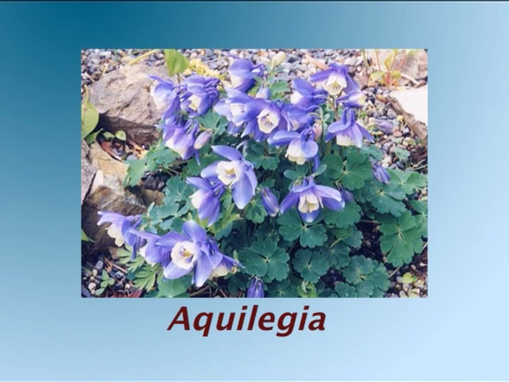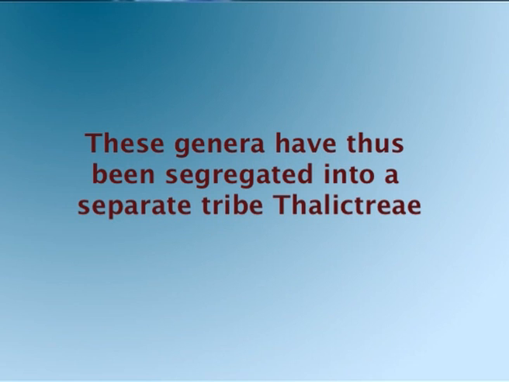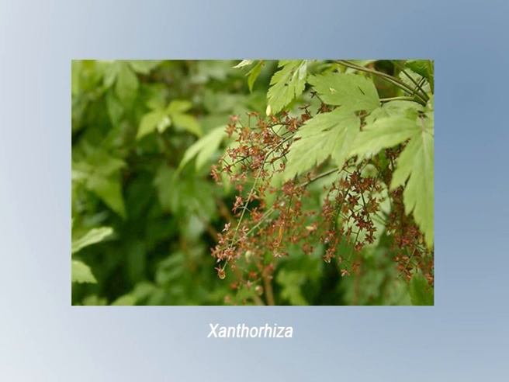The genera Aquilegia and Thalictrum, along with a few others, differ from most Ranunculaceae in having small chromosomes and basic chromosome number being 7 rather than 8. These genera have thus been segregated into a separate tribe, Thalictreae. Two other genera of the Ranunculaceae, Coptis and Xanthorhiza, with small chromosomes and the base number 8, have been removed to an additional tribe, Coptideae.